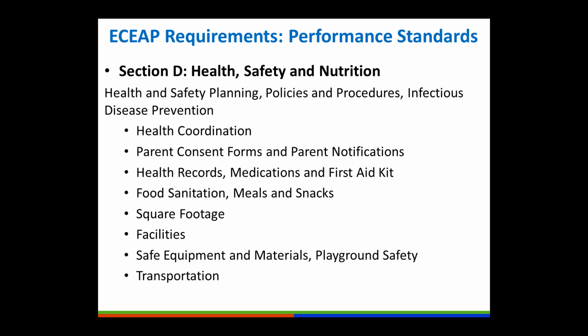Section D covers our health, safety, and nutrition. So you'll be covering your plan on how you plan to work with families to ensure children have access to ongoing well child care, dental care, and that they have a medical home and a dental home. You'll also be sharing your plan to develop an individualized health plan whenever it's needed. And that's for children with special health care needs, perhaps if they're on medication or they have asthma or allergies.